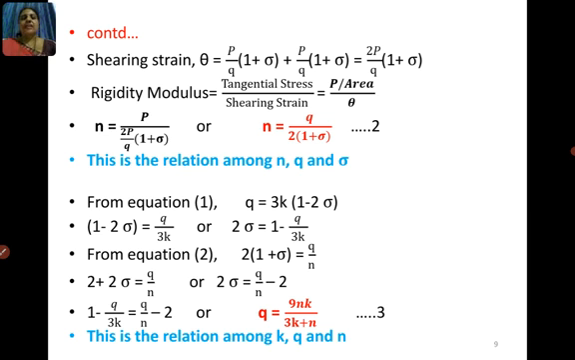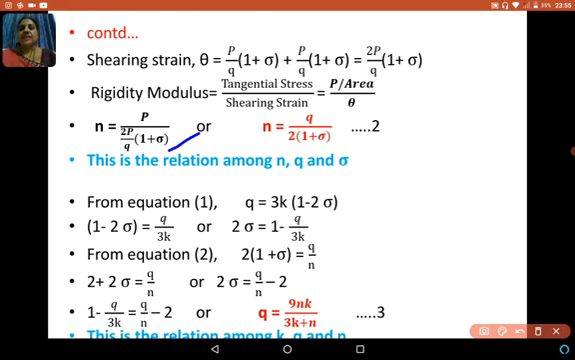Therefore, the rigidity modulus is given by tangential stress to shearing strain. Tangential stress is equal to P by area and shearing strain is equal to theta. Then substituting those values, N is equal to P by 2P by Q into 1 plus sigma, and P gets cancelled, Q goes to the numerator. We have N is equal to Q by 2 into 1 plus sigma. This is the relation among the rigidity modulus, Young's modulus and Poisson's ratio.